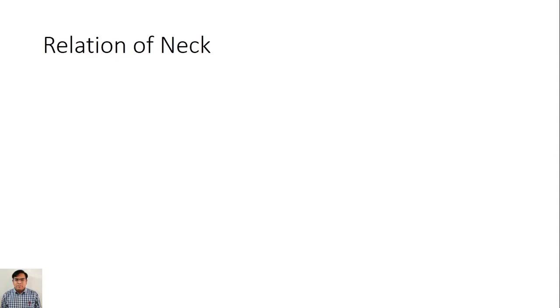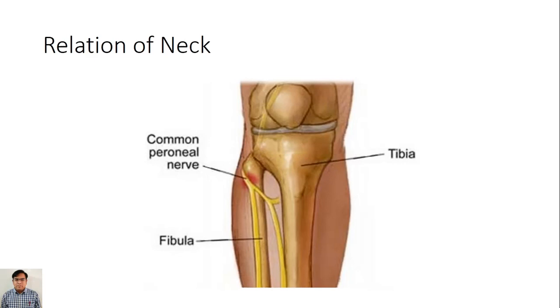Relation of the neck of fibula. The neck is related to the common peroneal nerve. So this is the common peroneal nerve. Very important relation of the neck of fibula, which is related with the common peroneal nerve.